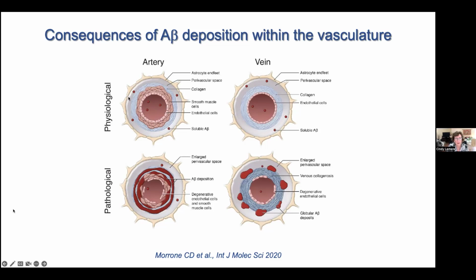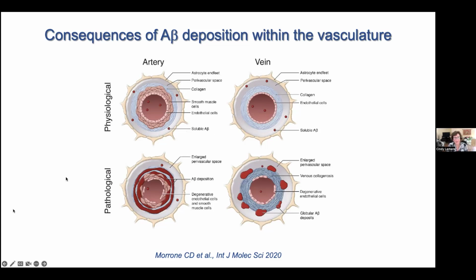Then there's an area called perivascular space. And then there's the surrounding by the end feet of astrocytes along the blood vessel wall. And then in veins, it's similar, except that there's no smooth muscle cell layer.